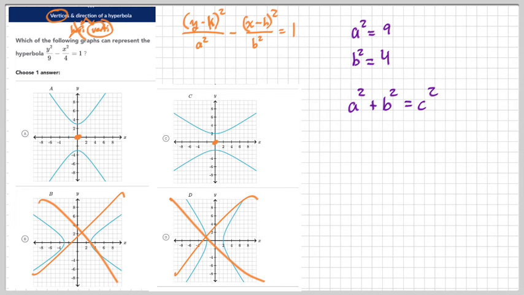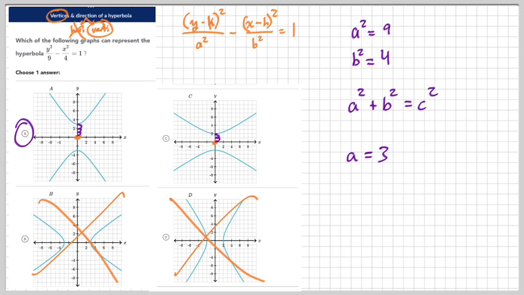So what is my a? 3, yeah. And the a tells you how far the vertex is from the center. Okay, so let's see here. This one is 1, 2, and this one is 1, 2, 3. All right, so do we know the answer? Yeah, it's this one. It's A.